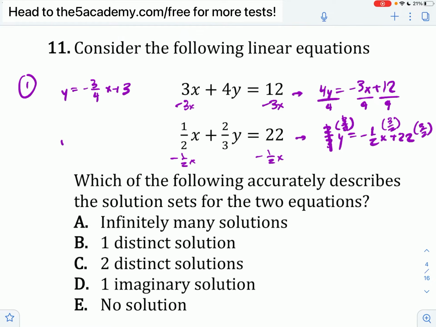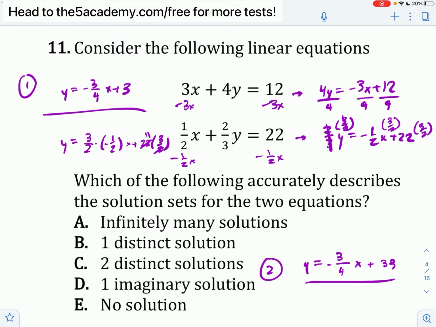So we end up getting y equals 3/2 times negative half x plus 22 times 3/2. And I can simplify that a little further. y equals 3 times 1 divided by negative 2, or negative 2 times 2. That's negative 3/4 x plus 22 divided by 2, that gives me 11. So I'm going to get 11 times 3, 33. These are my two equations, this and this.